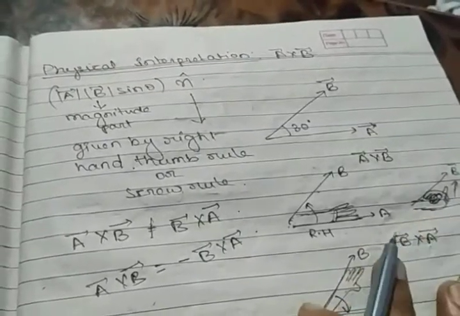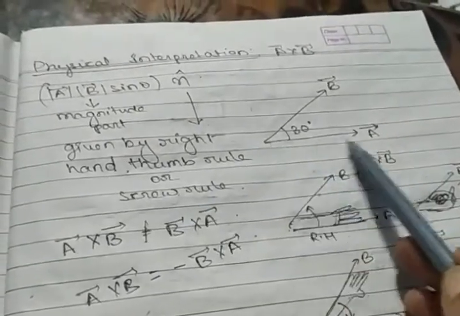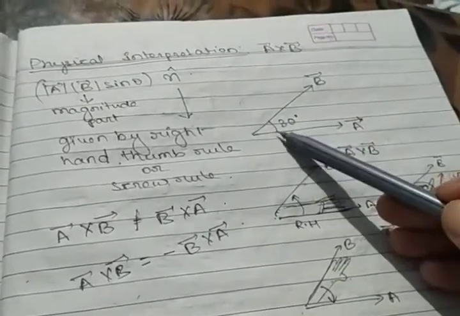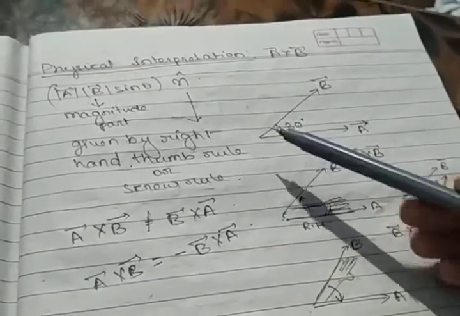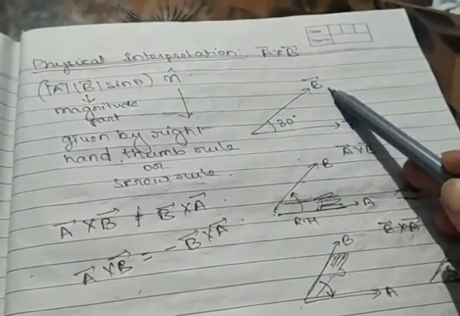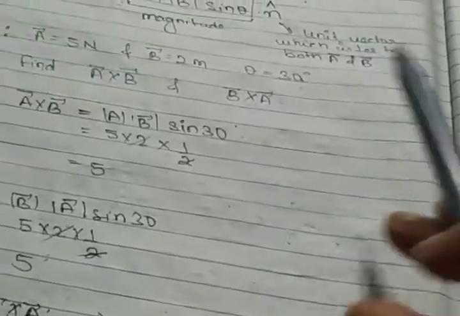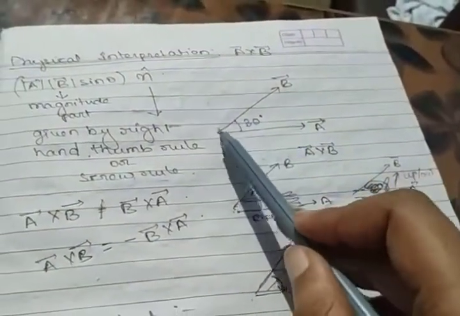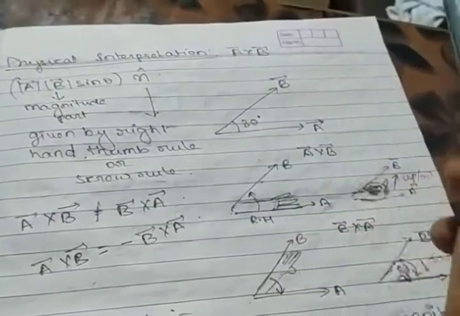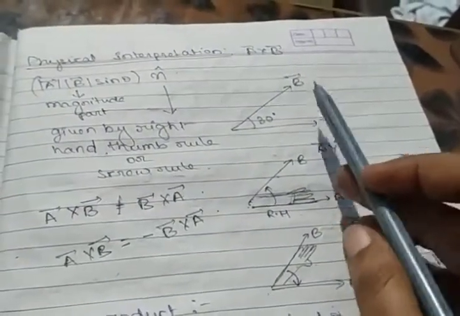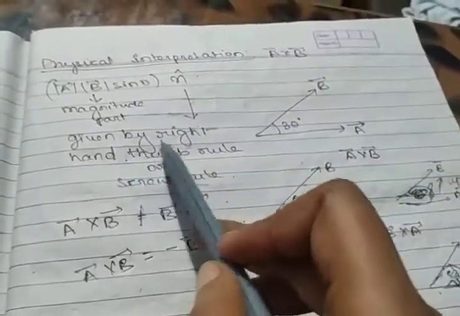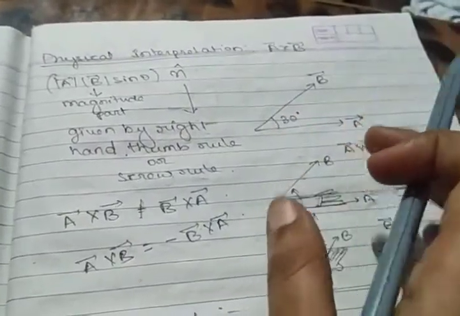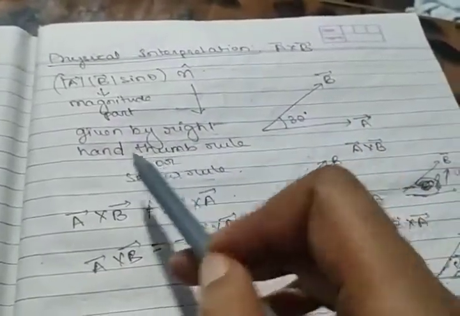Let us see its physical significance. Suppose this is vector A, this is vector B, and this is the angle between them. The product of A and B is giving me 5 newton meters. Now this 5 newton meters will be in which direction? It should be perpendicular to both A and B. Now to know the direction, we use a law which is known as the right hand thumb rule or the screw rule. Both the things we'll see. Let us first understand the right hand thumb rule.